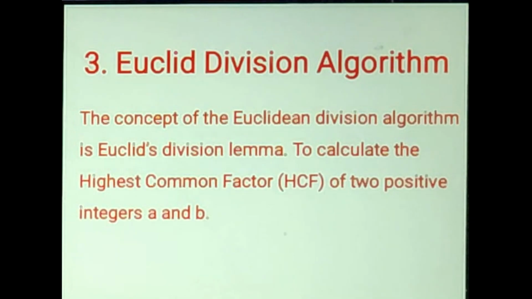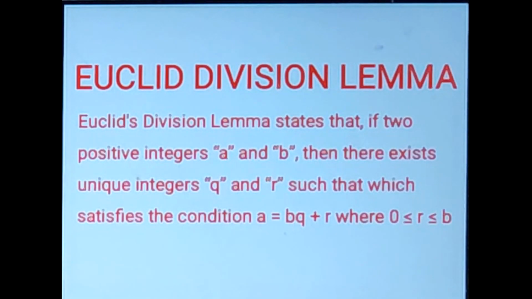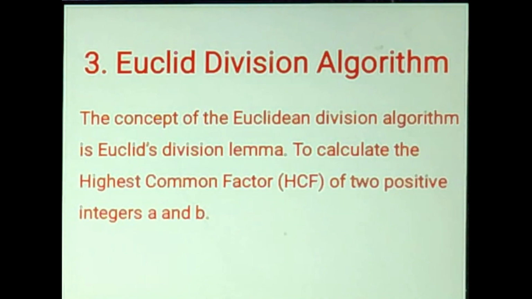So Euclid division algorithm is used for finding the HCF of two numbers wherein we apply the statement of Euclid division lemma, all right. So what was Euclid division lemma trying to say? When two positive integers a and b are divided, then two unique integers q and r should exist. So using that concept, Euclid division algorithm has arisen, and it is basically used for finding the highest common factor of two positive integers a and b, all right.